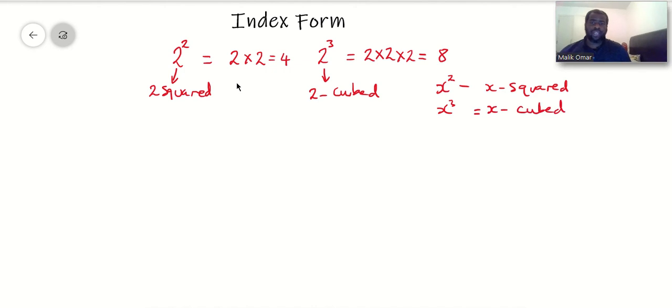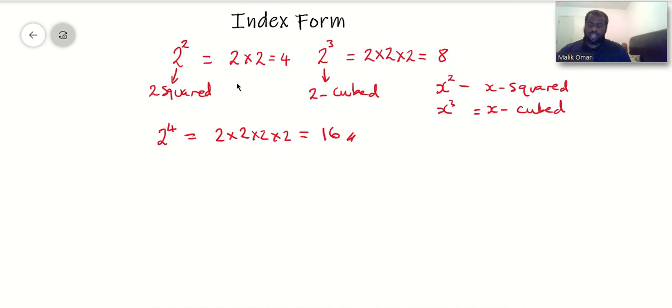But everything else after the power of 3, if I have 2 to the power 4, you read this as 2 to the power of 4. This is the same as 2 multiplied by itself 4 times. That's what it means: 2 times 2 times 2 times 2, which if you multiply that, will be 16. That's all I wanted to say in the introduction.